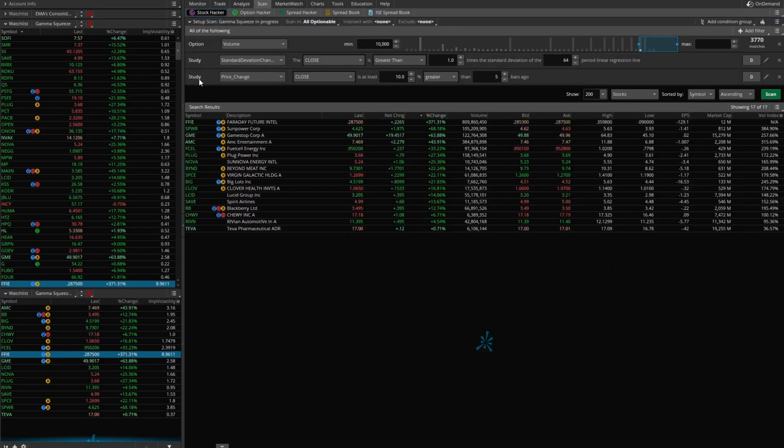And then we want a study for price change. The close is at least 10% greater than 5 bars ago. So that means that we are up 10% above 5 bars ago. And with these 3 studies, I'm looking at anything that sells option contracts, and we have just 17 stocks. And they're all shown right here.